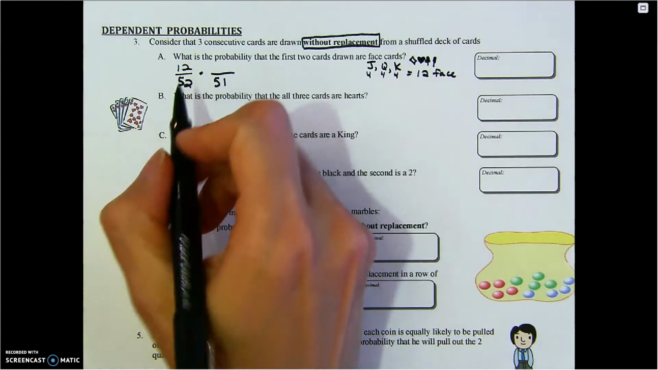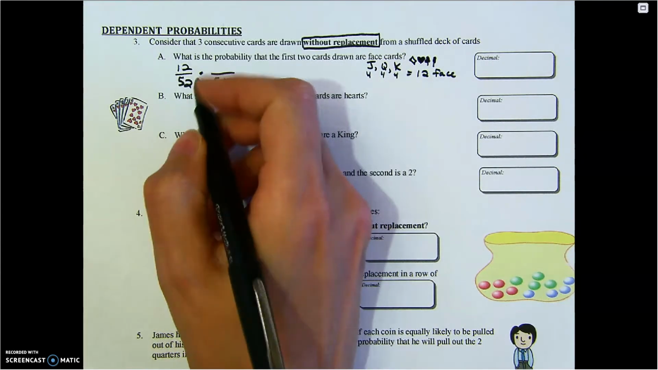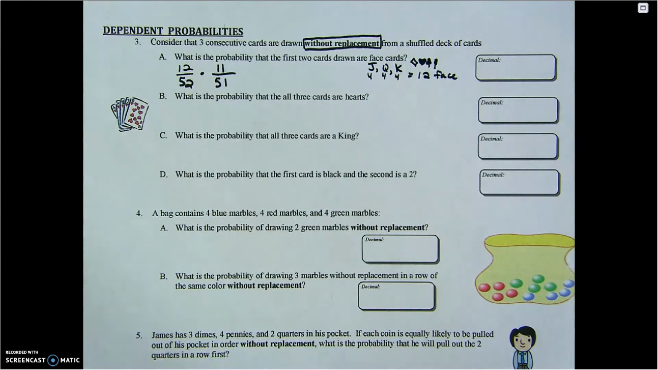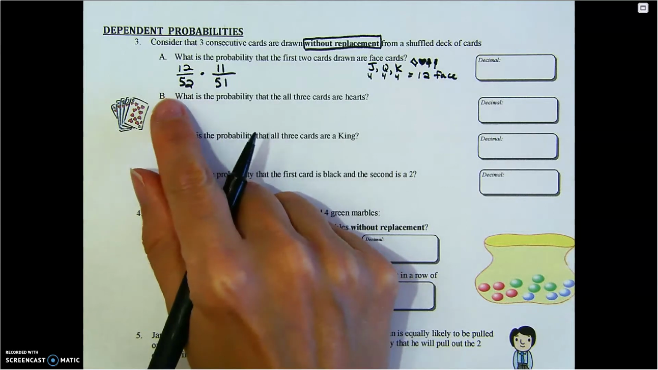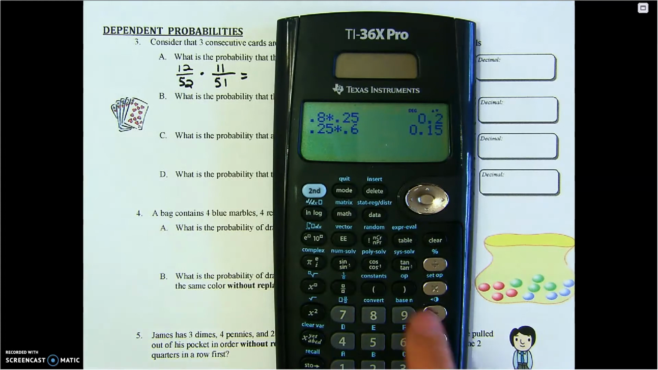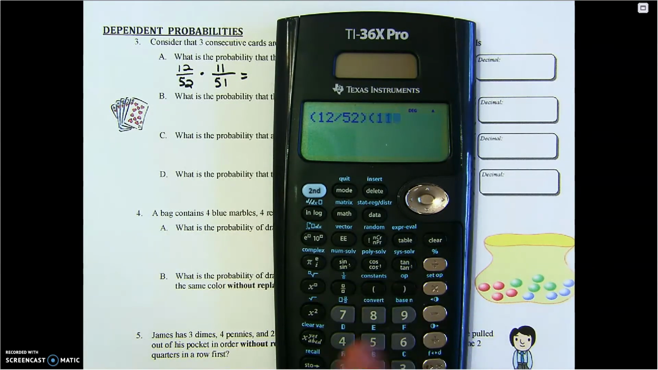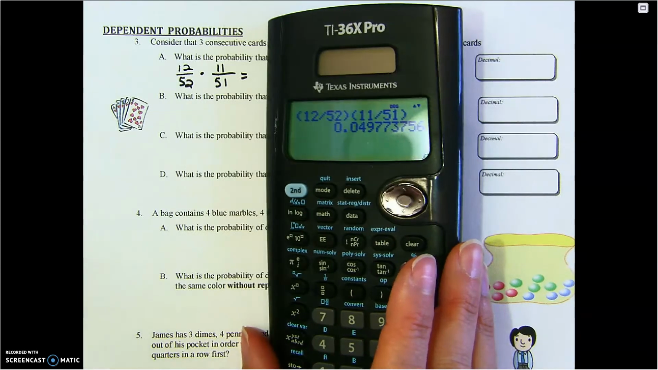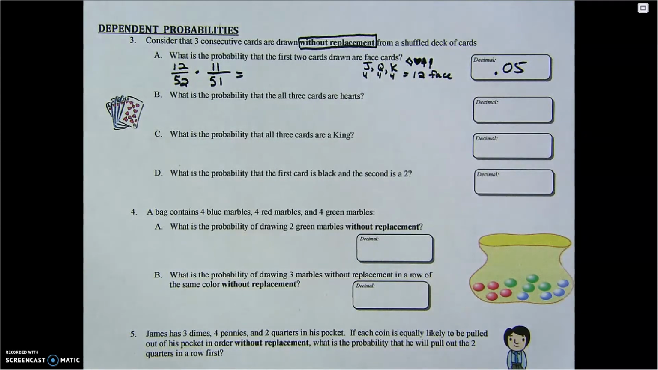And theoretically, the first selection was a face card. So theoretically, we're now down to 11 face cards. Did it really happen? We don't know. All right, these are all theoretical. Okay, so calculator time. We've got 12 out of 52 times 11 out of 51, which is, ta-da, 0.05. So there's a 5% chance. I wouldn't put my money on it.